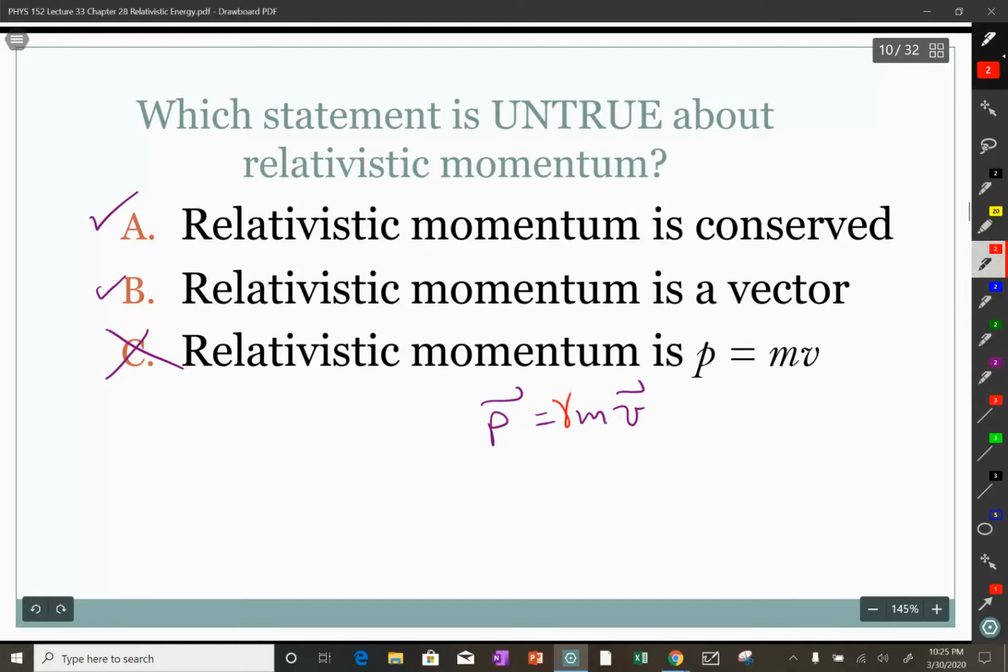Now here I used v instead of u, but it doesn't matter as long as we know what we're doing. So that factor of gamma is the difference. Notice I put it as a vector equation here. I was doing just magnitude above.